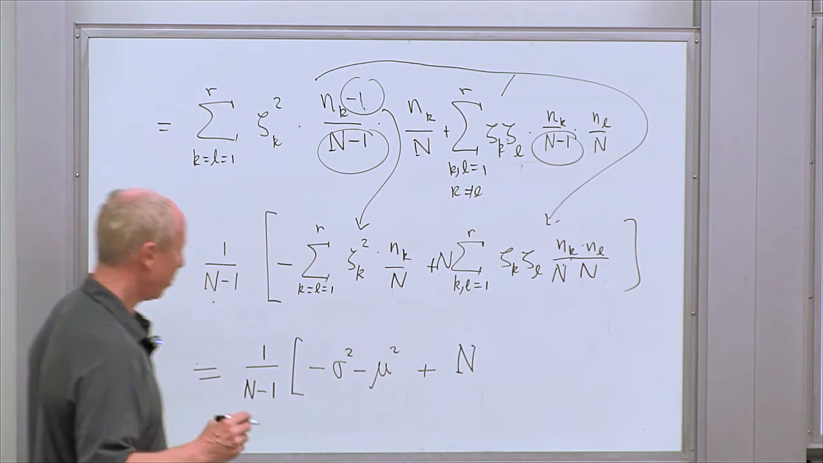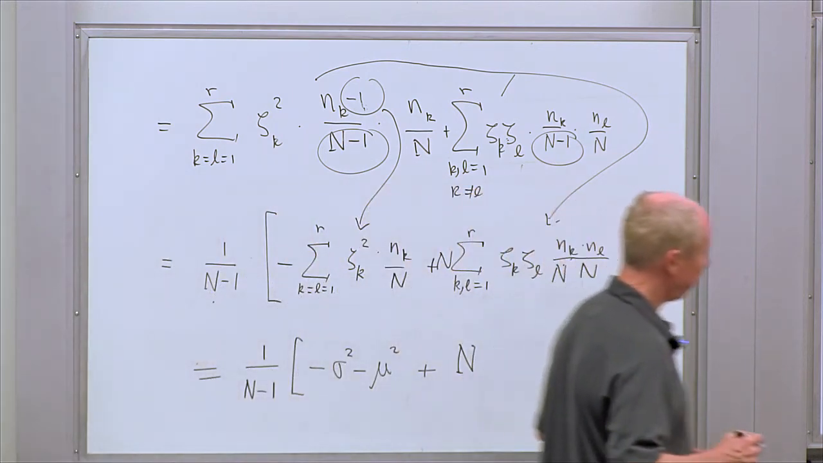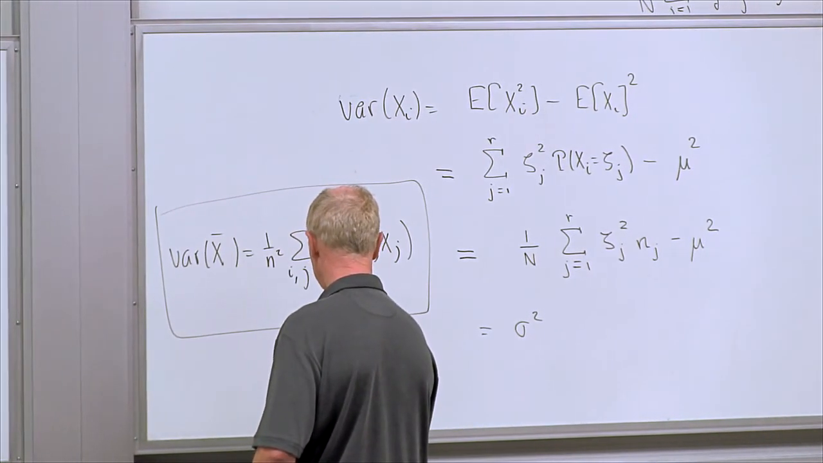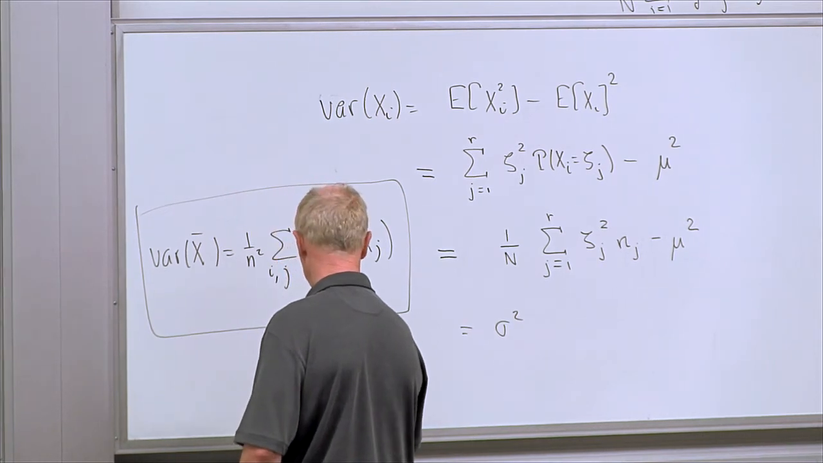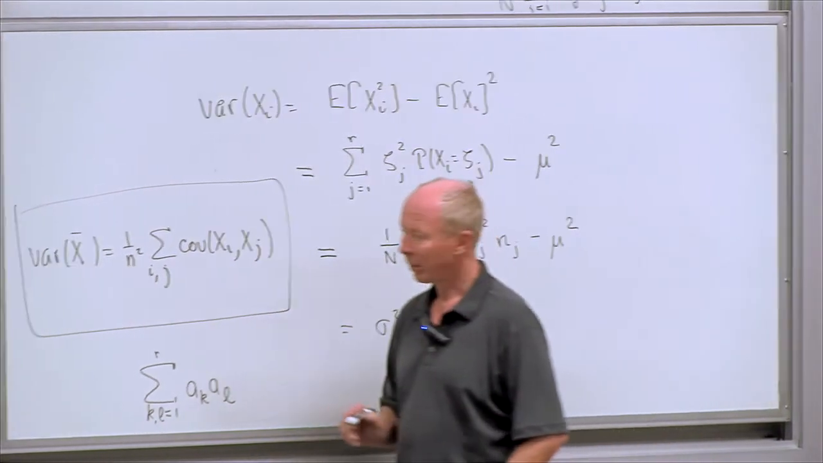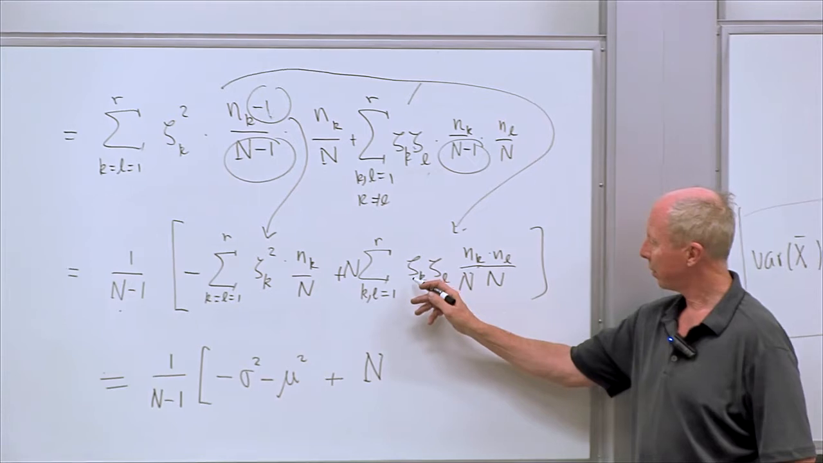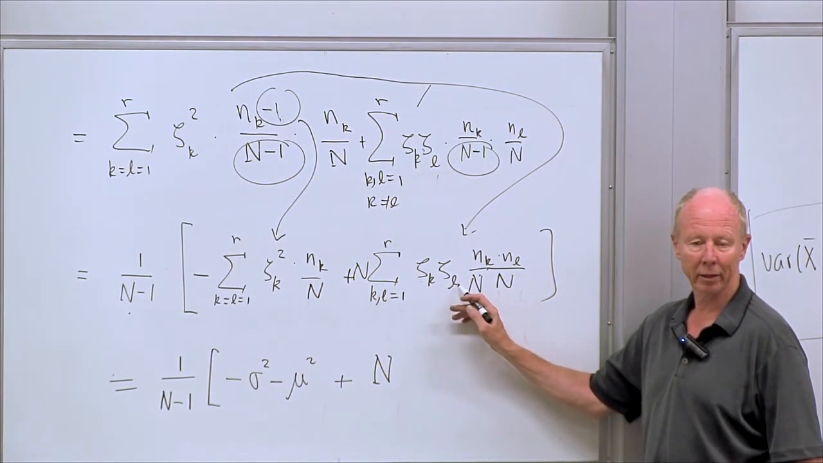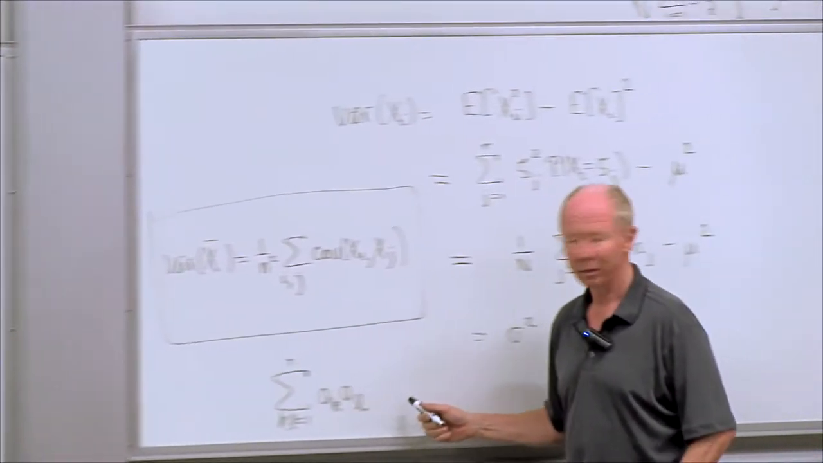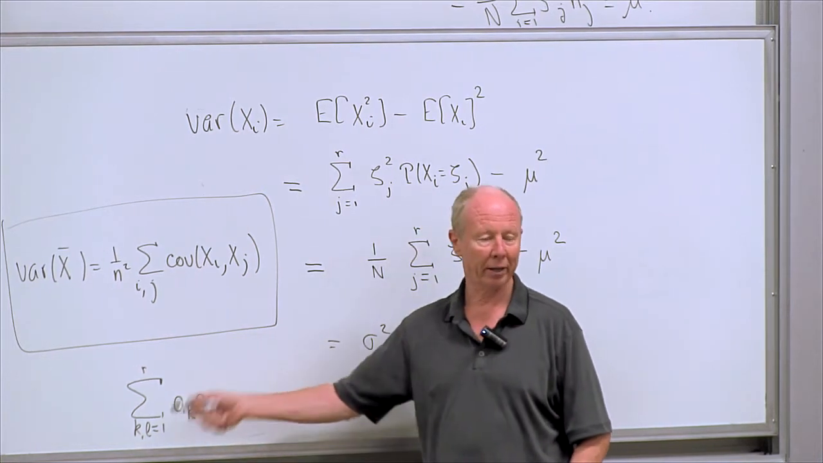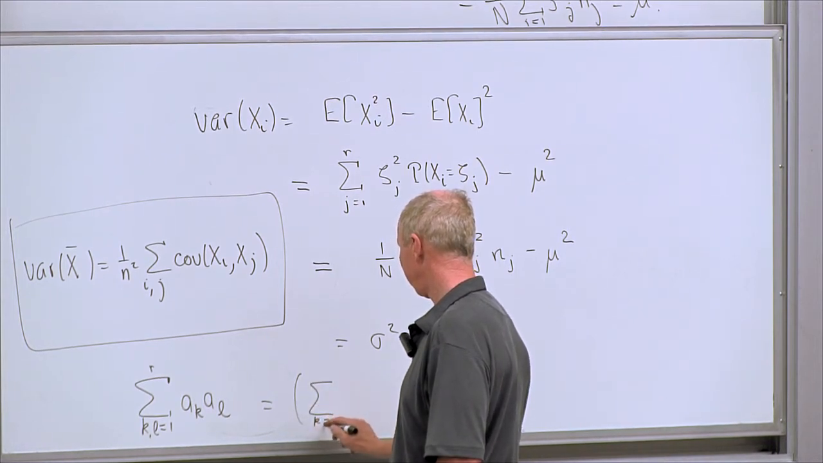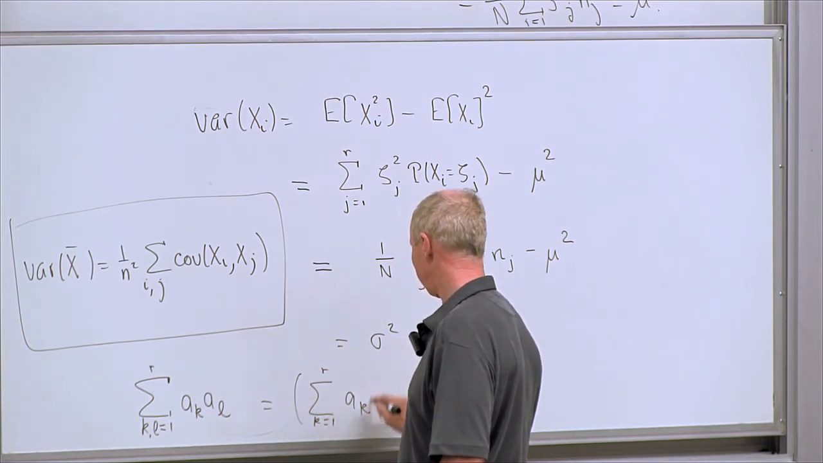All right, and so what do we have there? We have a sum that looks like this. We have a sum that looks like that, don't we? AK is CK NK over capital N. AL is CL NL over capital N. So we have a sum that looks like this. AK times AL, K and L go from 1 to N. That's equal to that.